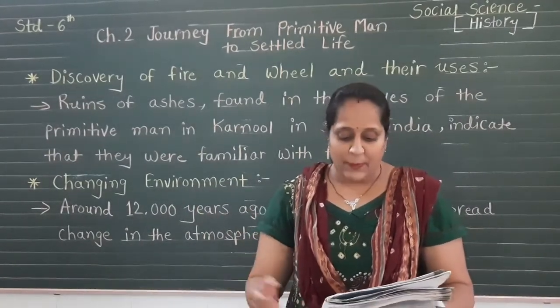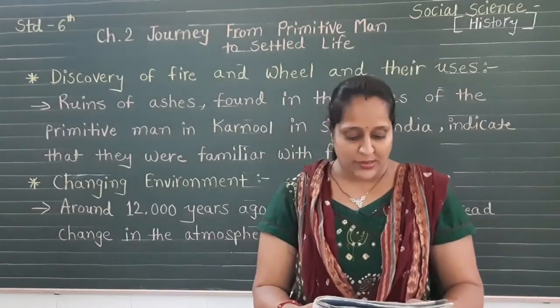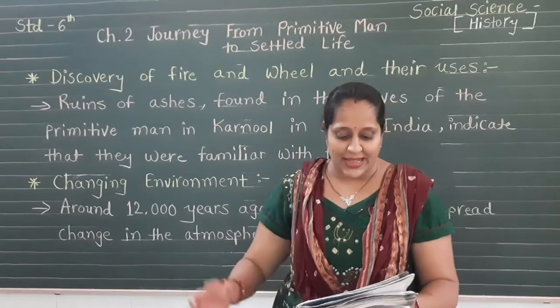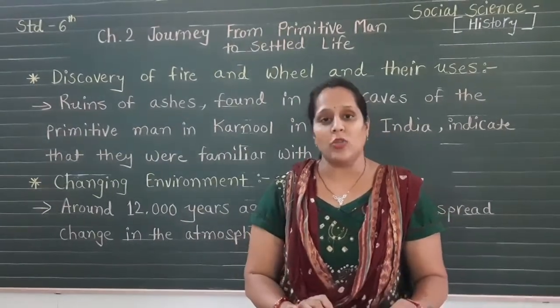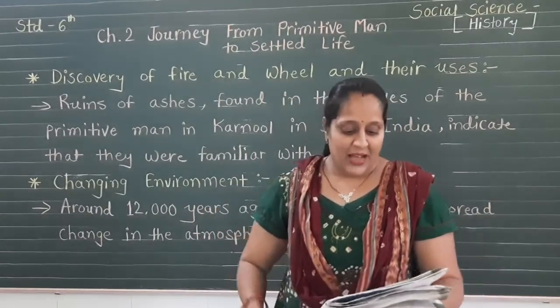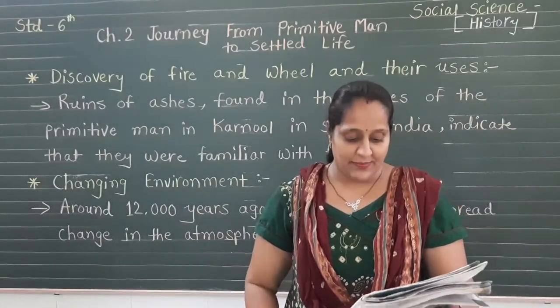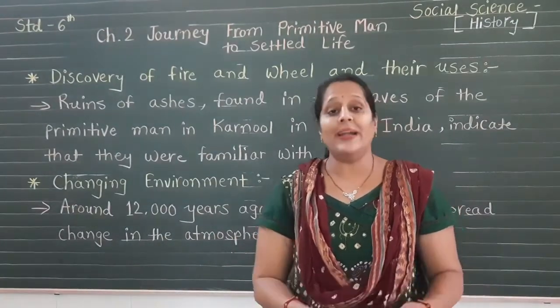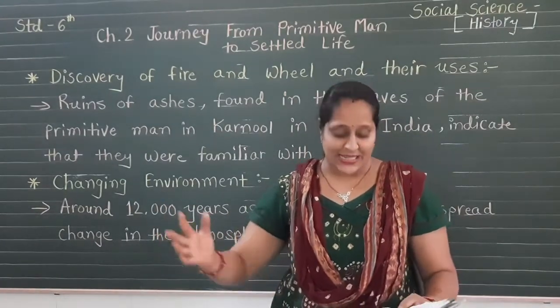People started using stone tools to grow grains. They started growing grains near the bank of a river and constructed their houses, which were made of mud, thatch and other materials found in nearby areas. As a result, their nomadic life came to an end and they started a settled life.